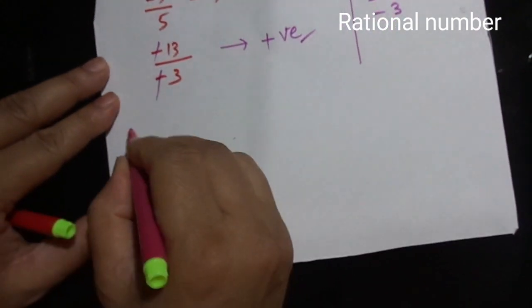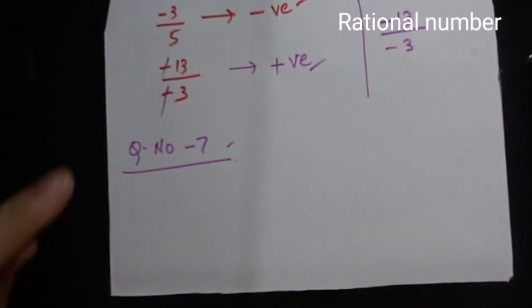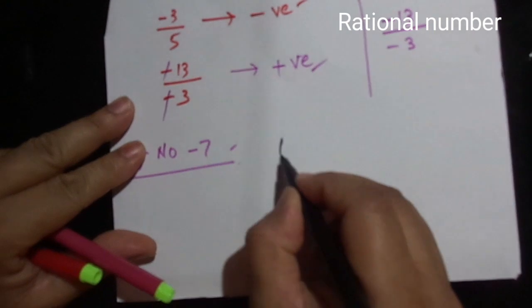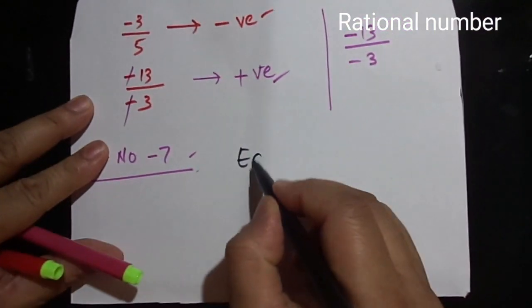Let's come to question number 7. In question number 7, we have to find 3 rational numbers. They have used the word equivalent.